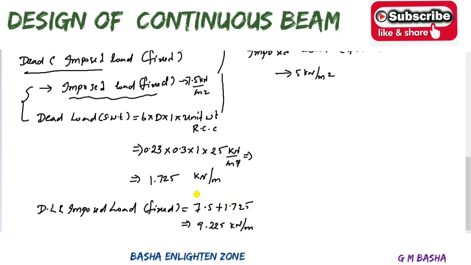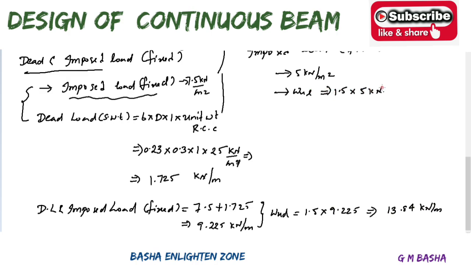So we are making this into factored load, which is WUD, 1.5 times 9.225. You will get around 13.84 kilonewton per meter. Again for the imposed load also you will factor it, which is 1.5 times 5 kilonewton per meter. So this is kilonewton per meter only.